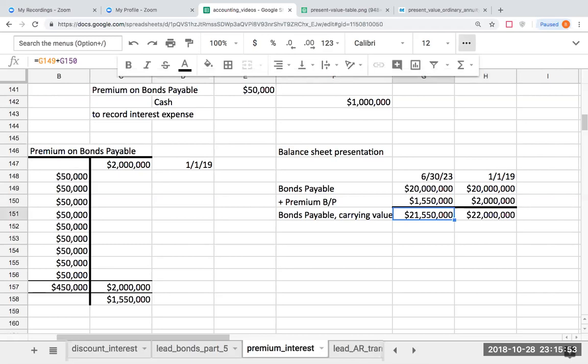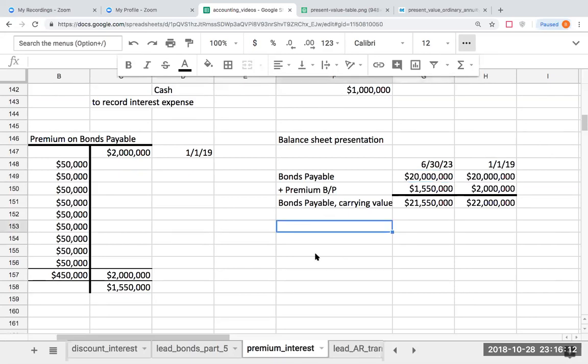It's because I want this amount over time to go down to zero, this premium to go down to zero, because when the bond matures, the amount that I want to have on my balance sheet is just going to be $20 million. So that's the way you're going to go through and check your work.